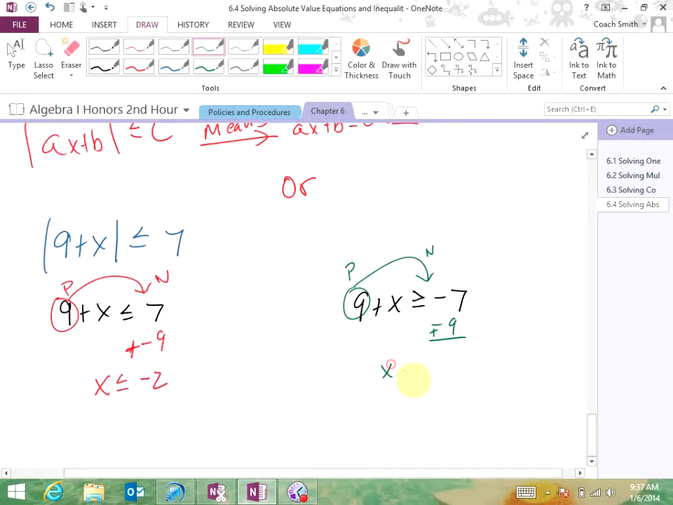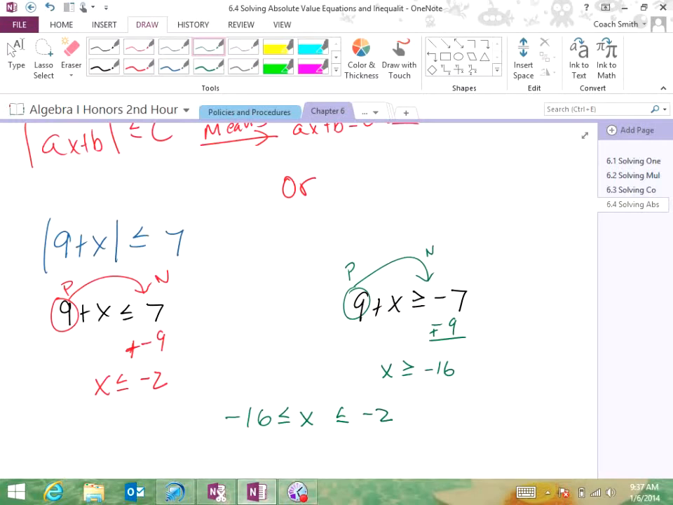Negative 16. So x is less than or equal to negative 16. Okay, so which one is my smallest number? Negative 16. So I'm going negative 16 is less than or equal to x, which is less than or equal to negative 2.